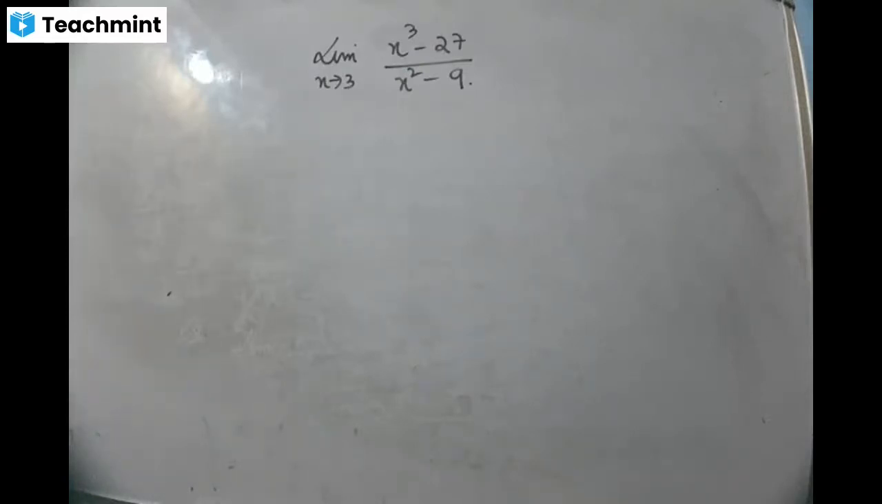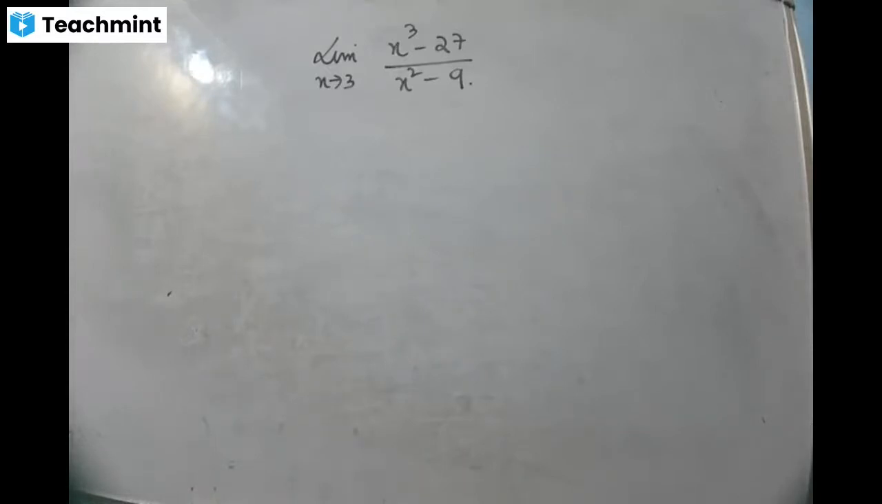So in order to solve this question, try putting the value of x in the denominator. When you put the value of x in the denominator, what do you get? 3 square. So 3 square is 9, so 9 minus 9 is 0. That means you are getting 0 in the denominator, and if the denominator becomes 0, then the numerator is bound to be 0. So this is called 0 by 0, an indeterminate form.